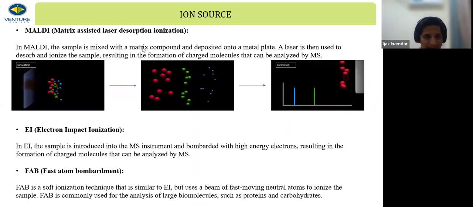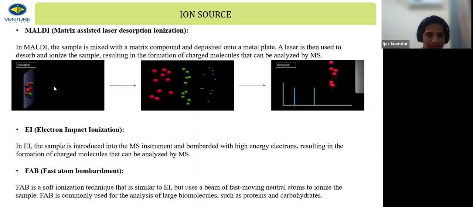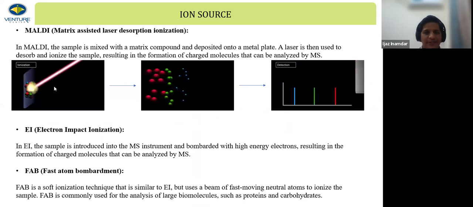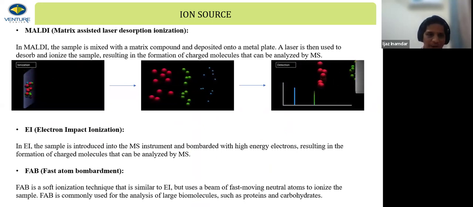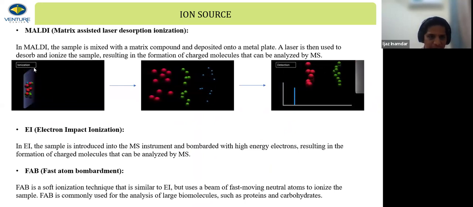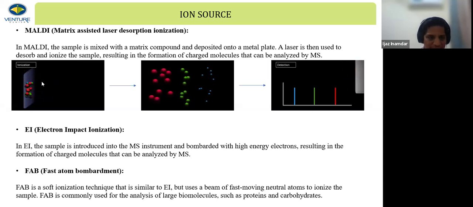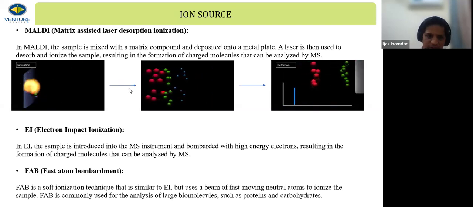Now there are other exotic sources also, and I have just highlighted them here. MALDI is something that I started with. My first interaction with mass spec was with a MALDI equipment. MALDI is nothing but matrix assisted laser desorption ionization. Here, as you can see in this first slide, we are using a laser. We deposit a sample on a metal plate, and then we fire a laser at it. The laser causes an ablation of the molecule, converting the solid into gas, and then it is detected.